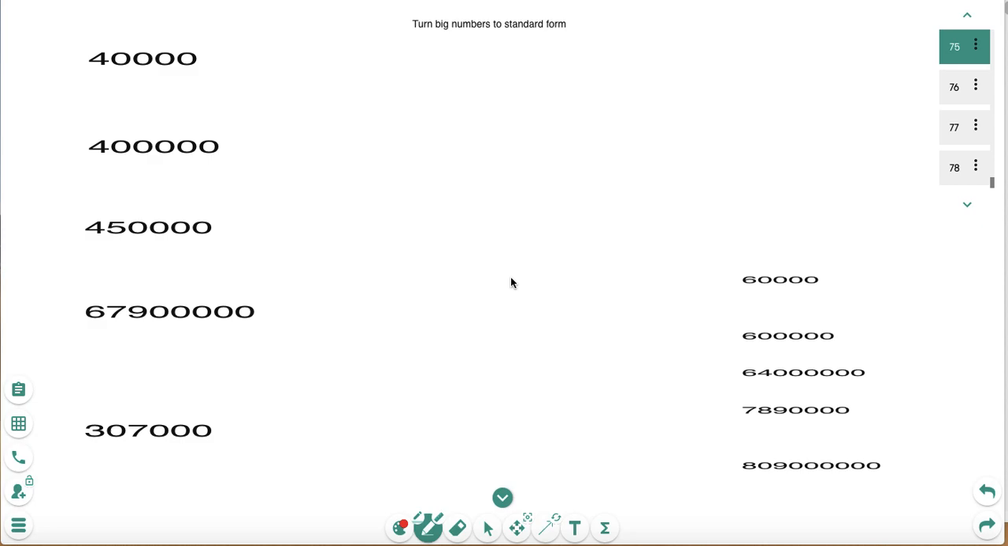This video is all about standard form, turning numbers into standard form, and then turning standard form numbers back into ordinary numbers. What is standard form? Standard form is a way to write really big numbers or really small numbers really neatly.